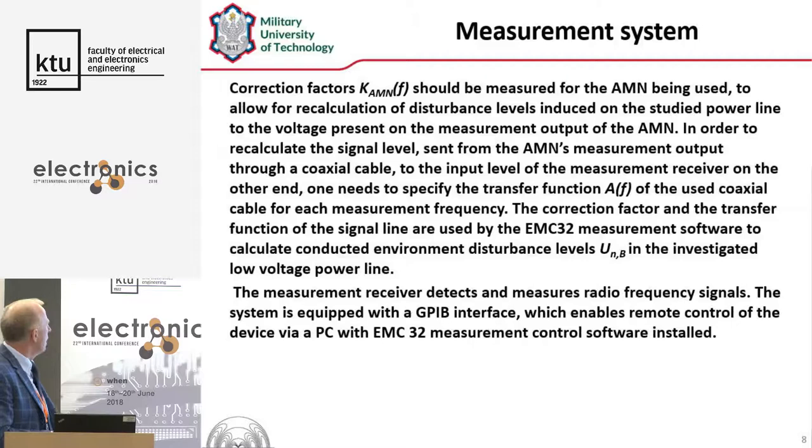In order to measure the disturbances, we need correction factors for the artificial mains network and correction factors for the coaxial cable, which is used to connect the output of the artificial mains network to the input of the receiver. Because this equipment, the receiver, the artificial mains network, and the RF cable, we use every day for EMC measurement, they have such correction factors.